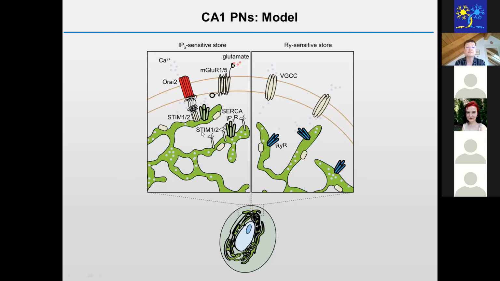And because of our finding that IP3 sensitive stores do not take up calcium ions entering the cells through voltage gated calcium channels, and ryanodine sensitive stores do not take up calcium ions entering through Orai channels, we hypothesize that there is a spatial separation or diffusional barrier between two types of plasma membrane and endoplasmic reticulum membrane junctions. One that contains mGluR1/5, Orai channels, STIM2, and IP3 receptors, and the other one where ryanodine receptors are associated with yet unidentified voltage gated calcium channels.